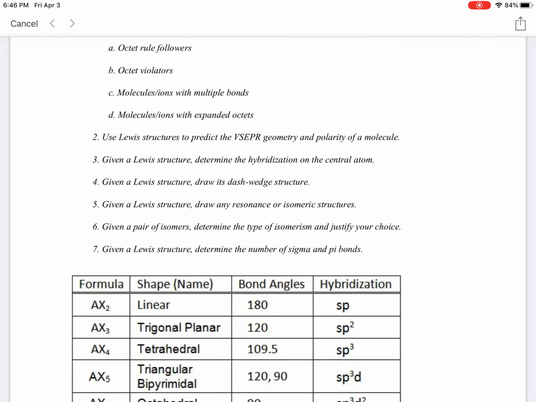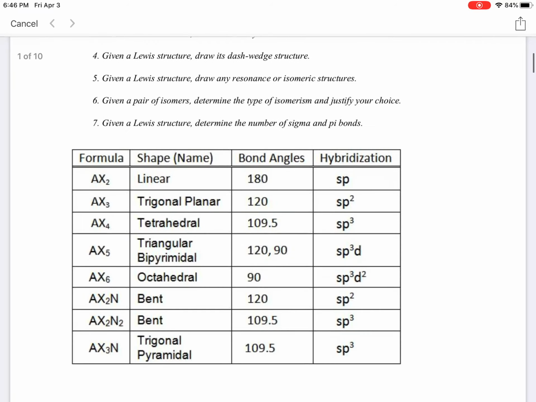Number 4, if I give you a Lewis structure, can you select the correct dash wedge? And if we give you a structure, can you choose the correct resonance or isomer of that structure? Then there'll be multiple choice questions where I'll say, all right, here's 2 isomers. What type of isomer is it? Is it functional, or is it positional, or is it chiral? And then there'll be a structure where you have to count up the number of sigma and pi bonds.